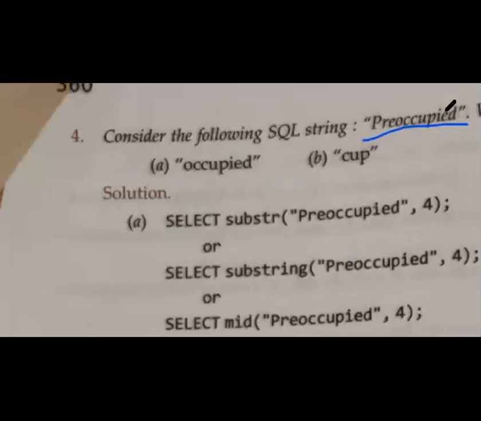Now see, from preoccupied we want only occupied. Occupied means you have to see the position first. So it is 1 2 3 4, from 4 till end. Now it is your choice. If you write only 4 and do not pass the second argument, it means till the end. If you want to pass the length, you can count the length of occupied. You can see that it is 4 and 4 8, so you can also write 4 comma 8. It is your choice whether you write it or not.